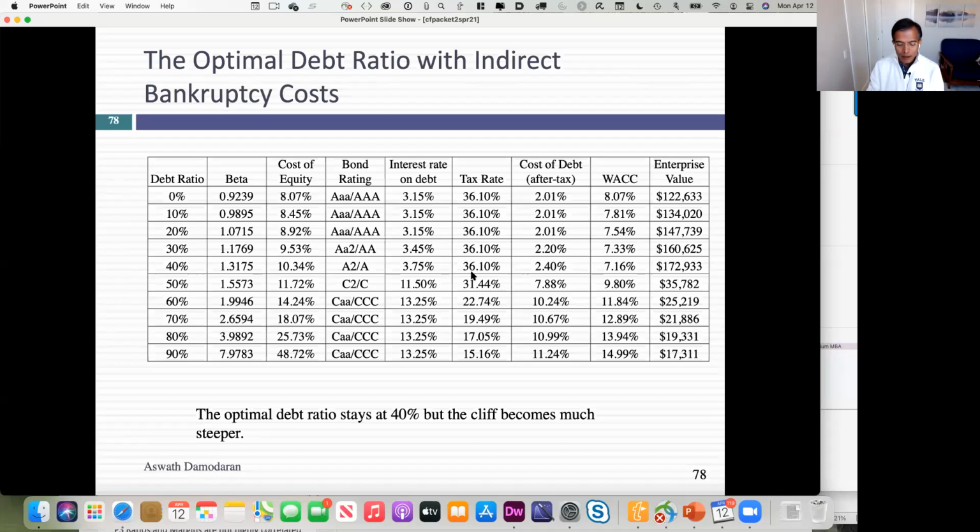Because once I get beyond a certain point, I don't have enough operating income to cover my interest expenses, right? Remember that factors in a lot. So once that happens, I say, look, I can't give you the full 36% tax benefit. I'm going to start to reduce it. So it's not that the tax rate is changing. I just run out of operating income to cover the interest expenses.